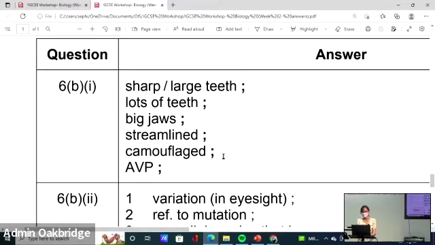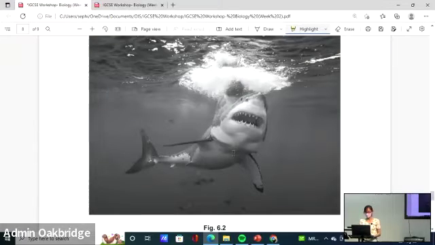Camouflaged. How is the shark camouflaged? You know that if the shark's above you, look up, what color is the bottom of the shark? See the picture, what color is the bottom of the shark? White. It's actually camouflaging against the sky. When you're under the water, you look up, it's all white. So some fishes cannot see the shark coming because it's also as white as the sky.